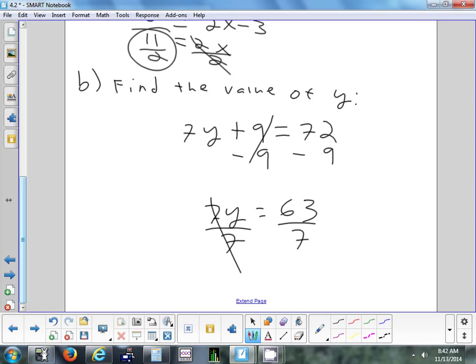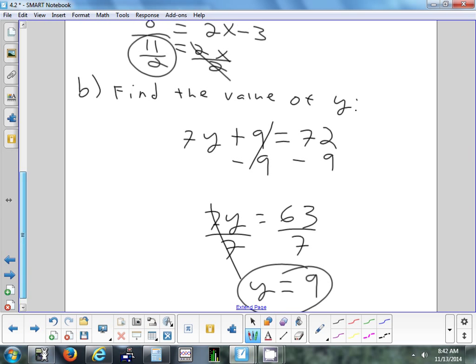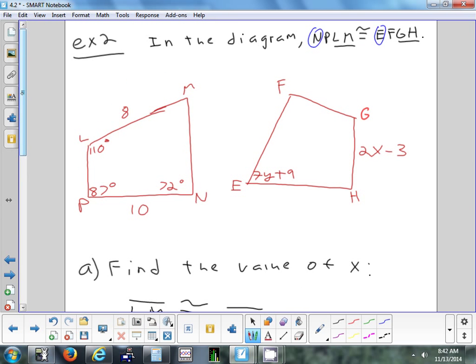And what's 63 divided by 7? 9. Yeah. Great. So we get y is 9. Great. Any question on that? Okay, so we could extend this kind of problem to a shape with as many sides as we want. As long as I give you a congruence statement, you should be able to solve it, matching up corresponding sides and angles.